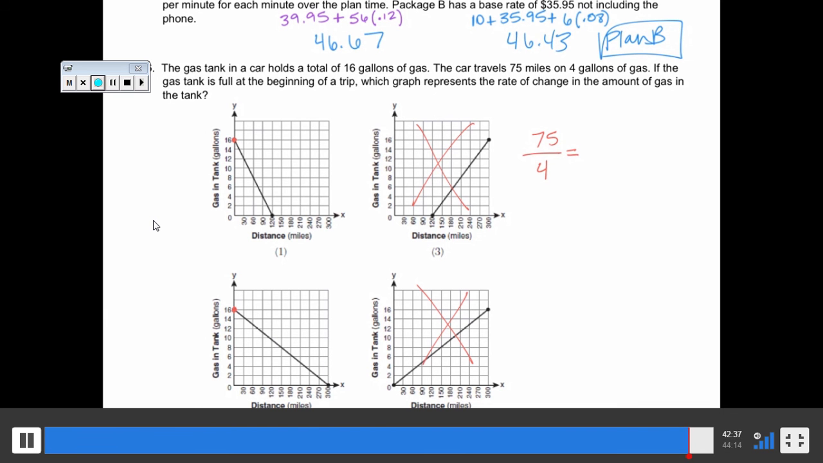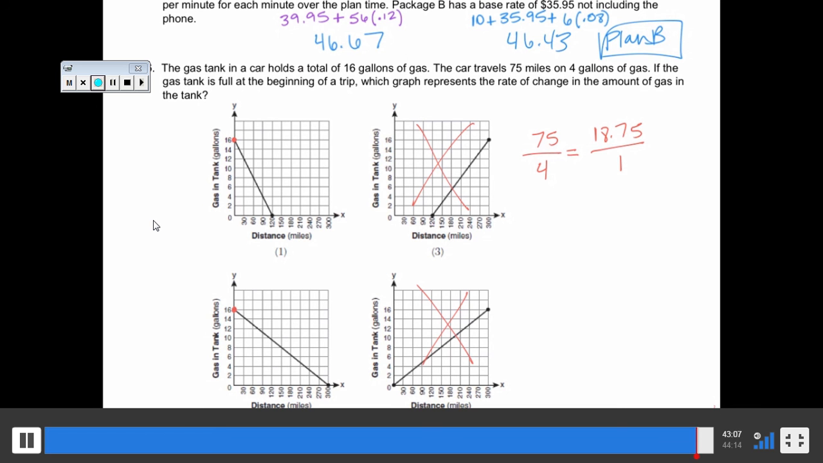So 75 divided by 4, 18.75 per gallon. So 18.75 miles every 1 gallon. And we normally don't like to do our slope as a decimal, but in this case, it might be easier to look at our graph. So I'm looking for one that's about 18 miles in 1 gallon.